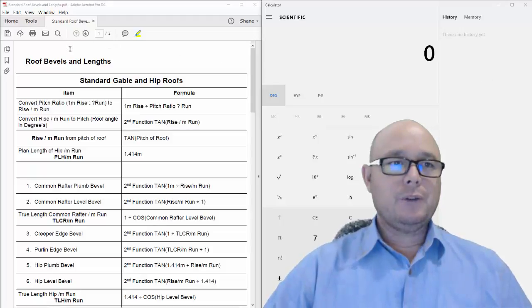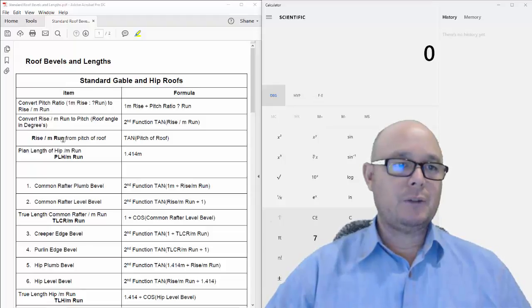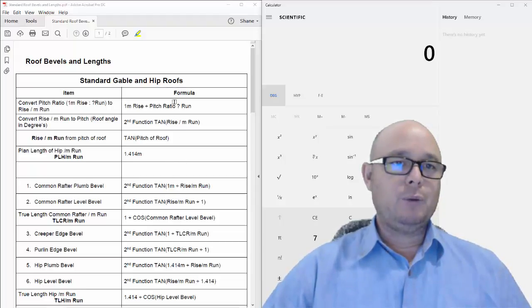Okay, so we're going to go through the roof bevels and lengths. This is the formula sheet that I've provided you on the resource page. As you can see down on the left hand side here, these are the things that you need to work out, which I've called items. And on the right hand side down through here, we've got all the formulas for each item.